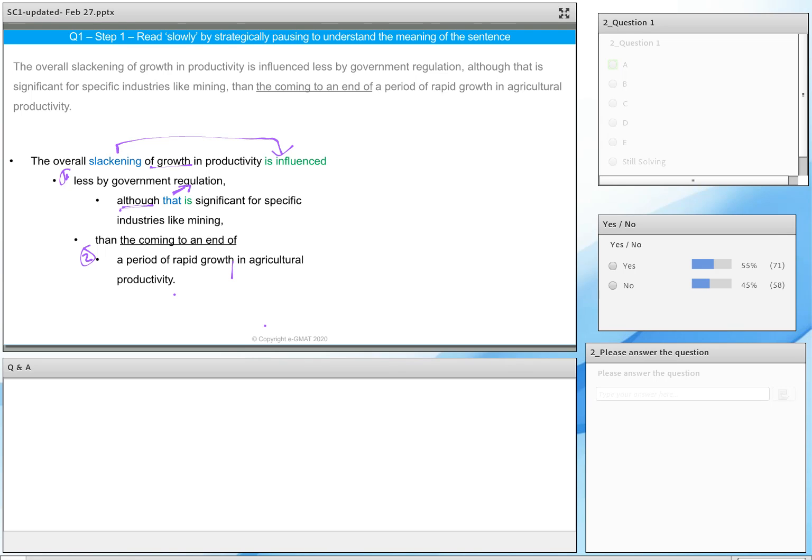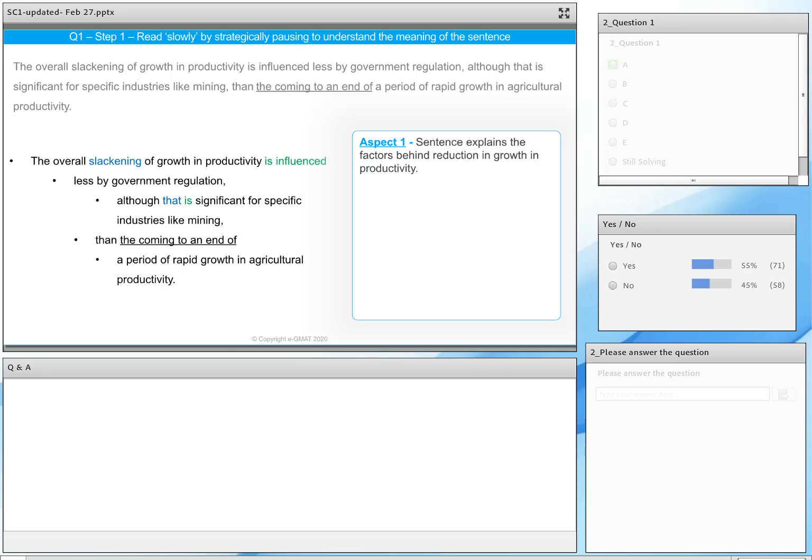So actively reading the sentence, working through it, asking probing questions to really understand the meaning of the sentence. Okay, now the next step is pulling key aspects from the sentence, and actively reading that sentence will lead us to be able to pull these key aspects. So aspect one, the sentence explains the factors behind the reduction in growth and productivity. That's that first main idea that we pulled from this first chunk of the sentence right here.